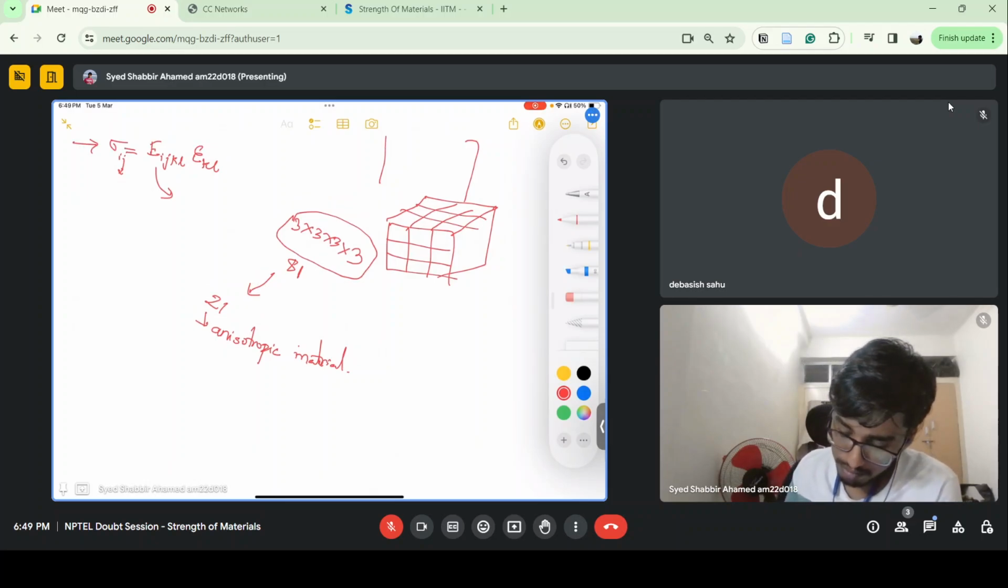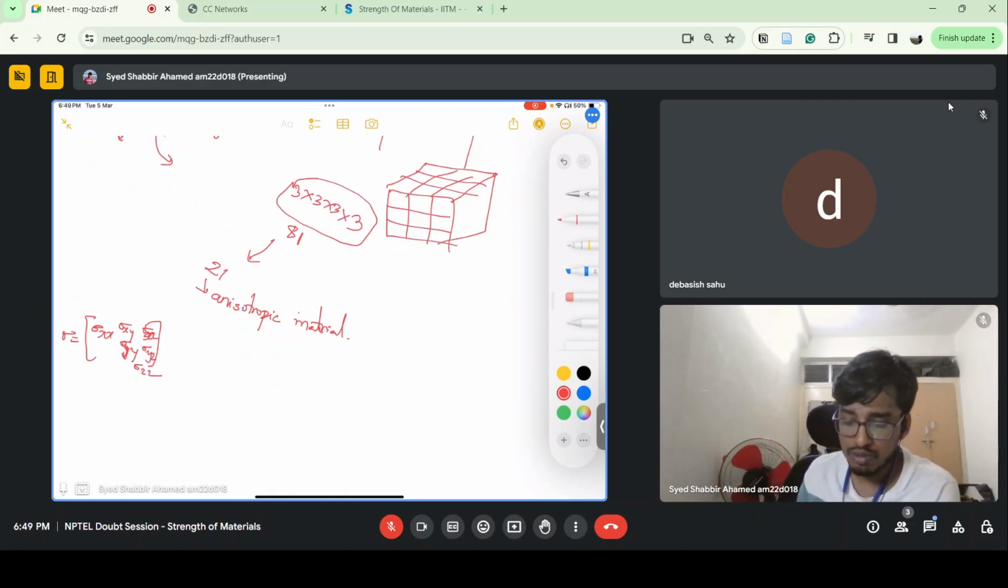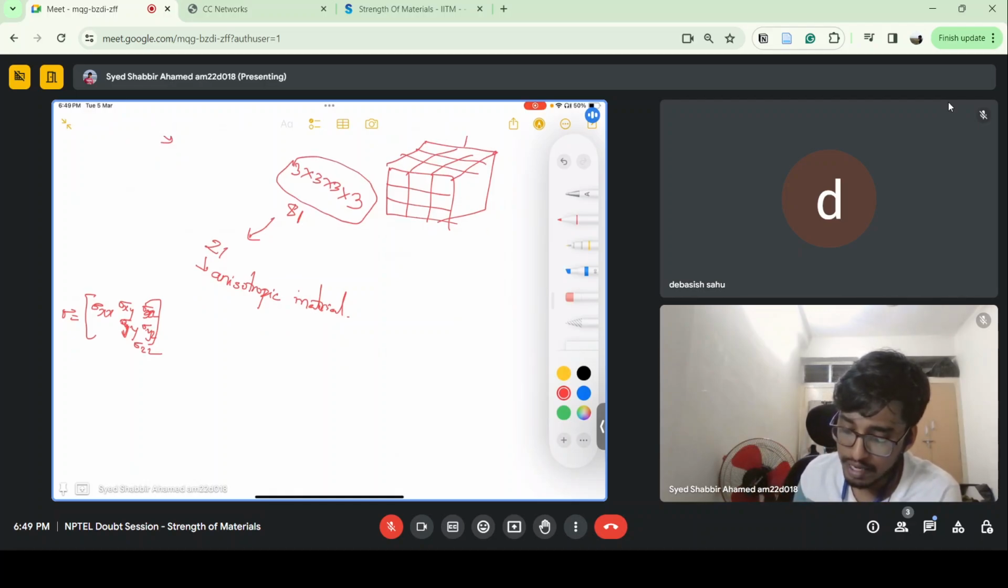We know that stress is a second order tensor, and we write it like this: sigma xx, sigma yy, sigma zz, and sigma xy, sigma yz, and sigma xz. This is symmetric. Due to the symmetry, for my convenience, I'll write this as a vector of 9 different components: sigma zz, sigma xy, sigma xz, and sigma yz.